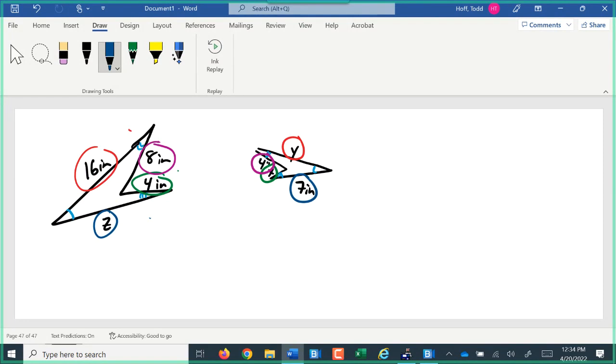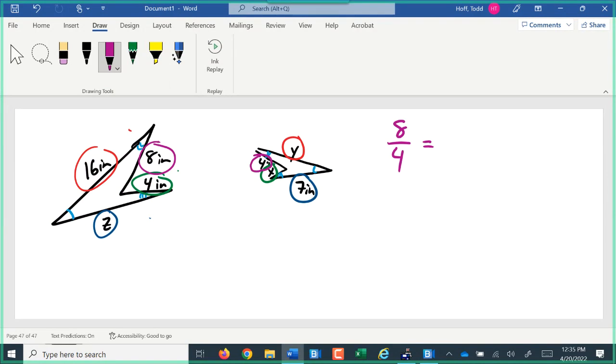Now remember, corresponding sides just means they're between the same two angles. We need to find a pair where we have both numbers. That pair would be which one? 8 and 4. Very good. So 8 and 4 are related. That is direct. I'm going to find X first.